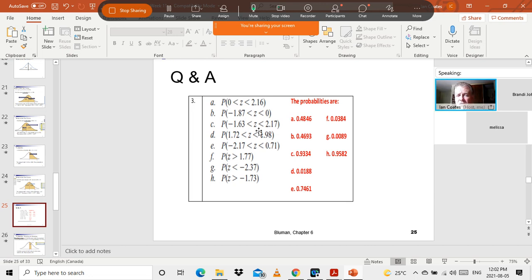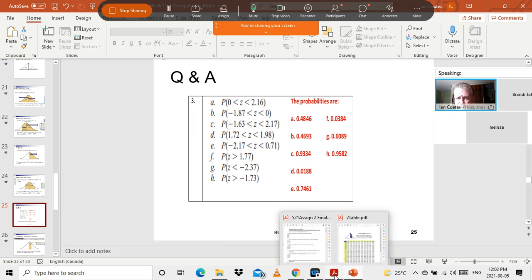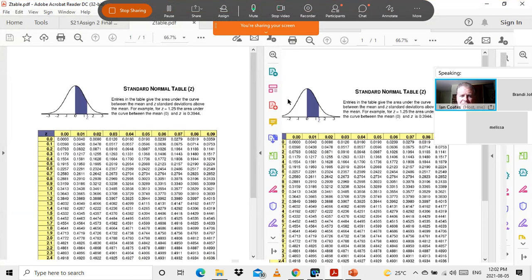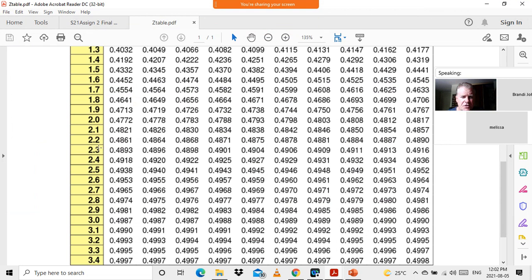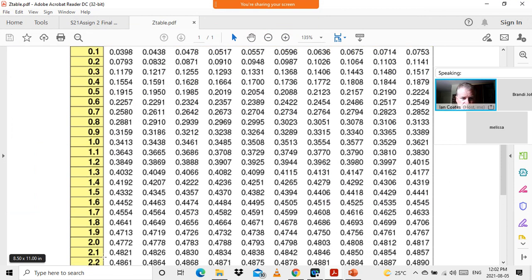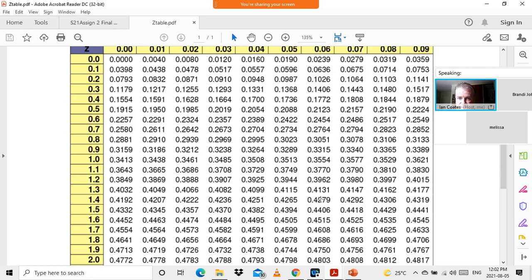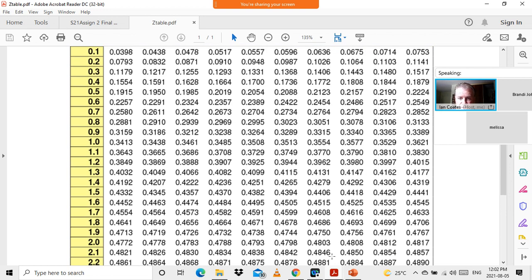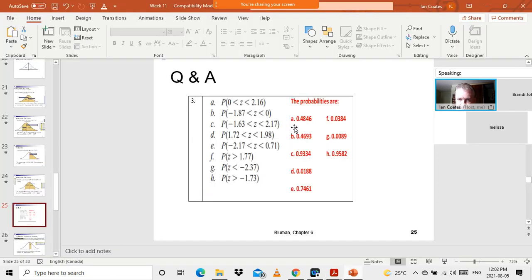Okay? So there's your curve. And there's your mean, 0. So we're looking from 0 all the way out to positive 2.16. Okay. So 2.16, let's have a look at it. 2.1, sorry, I got to zoom up a bit here. 2.1, where's 6? Is this 6 up here? Yes, it is. This is the 6. So 2.16 is 0.4846. So 48%, and you'll see there 48%.